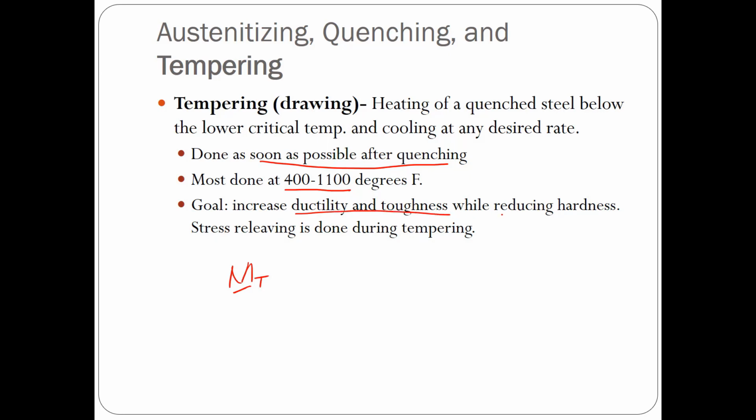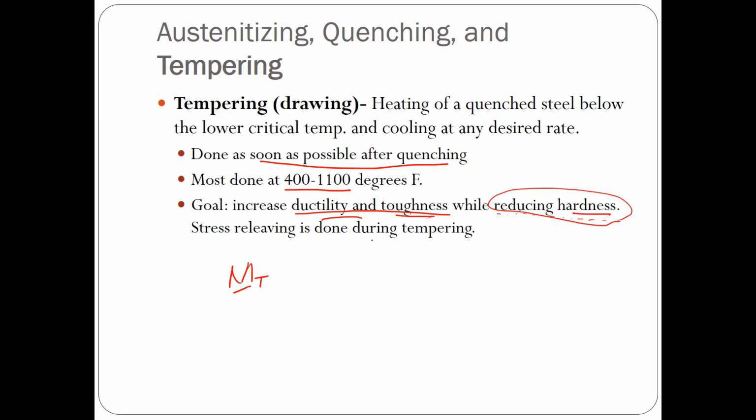Now, reducing hardness, this may or may not be a goal. It is a byproduct, but we may not necessarily want to reduce hardness, but you're going to reduce it a little bit. In other situations, we might temper at high temperatures to drop our hardness, which is going to increase our toughness and ductility even more yet.